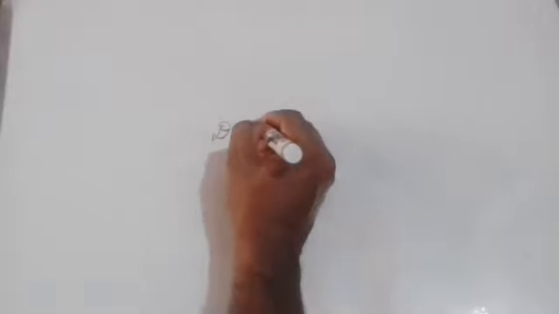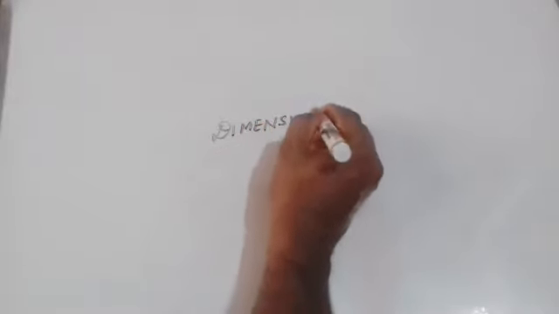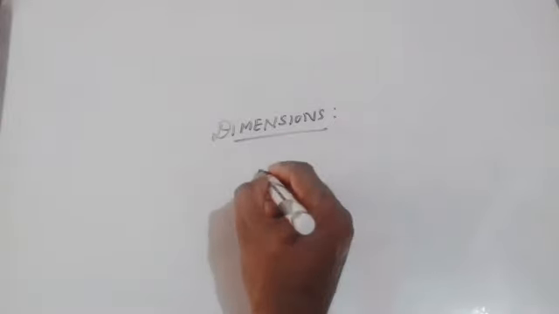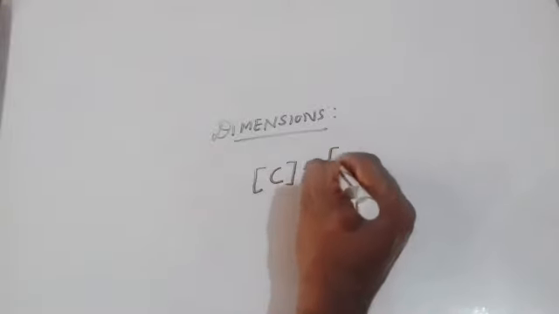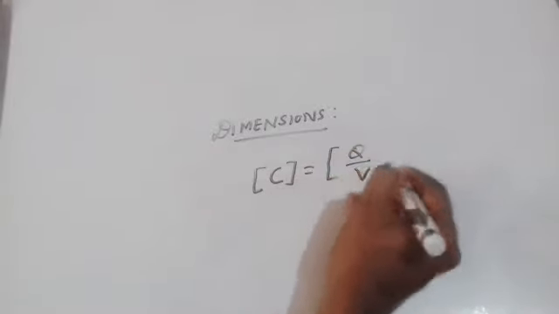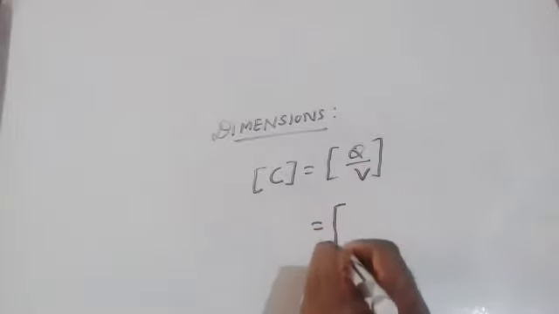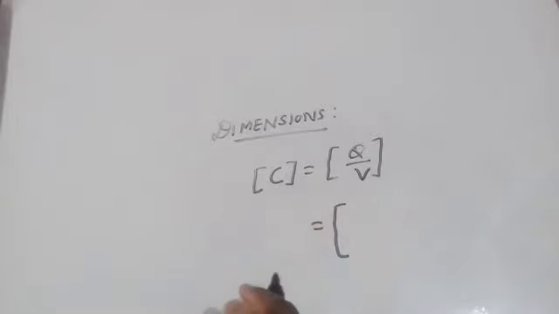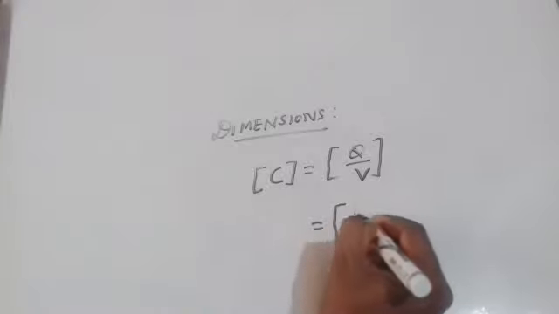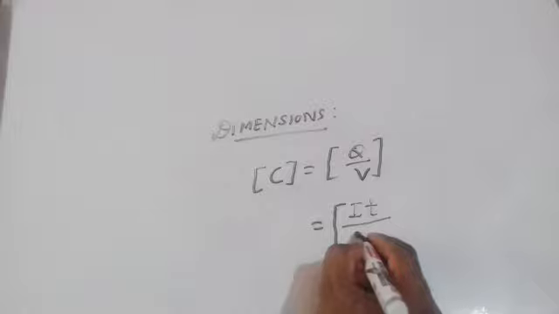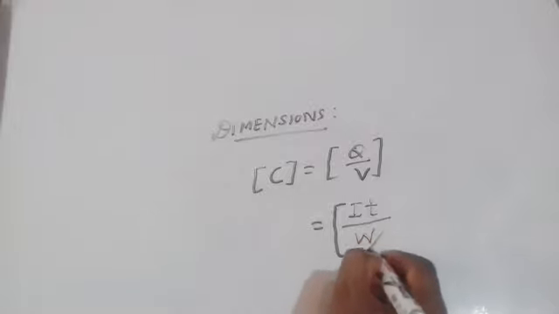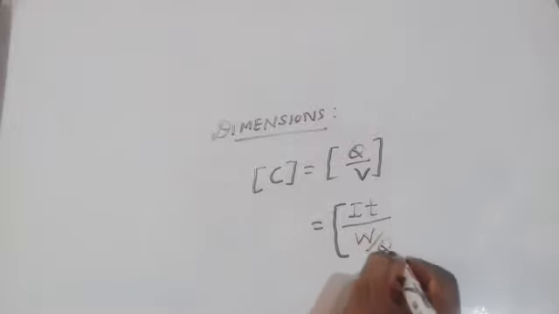Then comes the dimensions of capacitance, not capacitor. Okay, so capacitance C is equal to Q upon V. And what you know about fundamental physical quantities? Current is a fundamental physical quantity, and Q is equal to I T, and V is usually given by W upon Q.